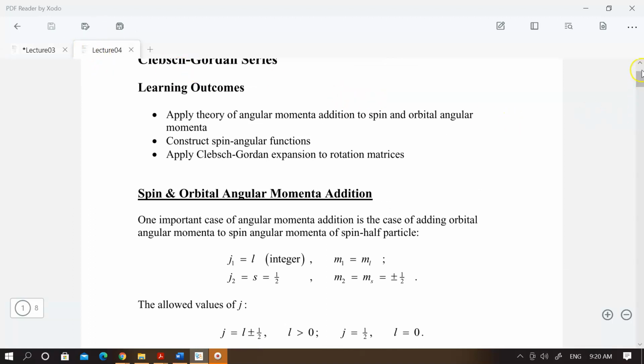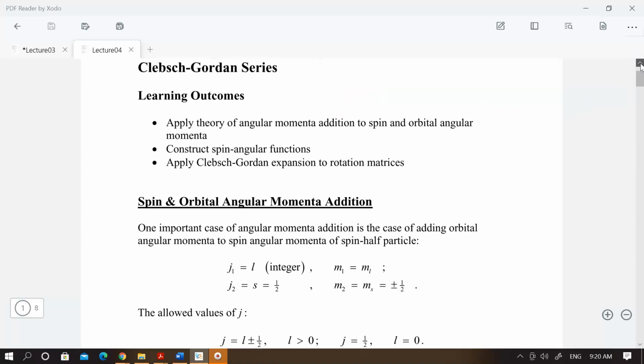So the next lecture is the one I mentioned just now, which is to look at the case of spin and orbital angular momentum addition. This is particularly important because you do have those angular momenta in realistic systems, and you should be able to know that whatever you get from the spectra in experiments will have to be arising from this kind of angular momenta addition.